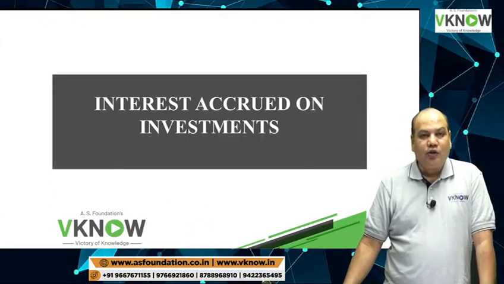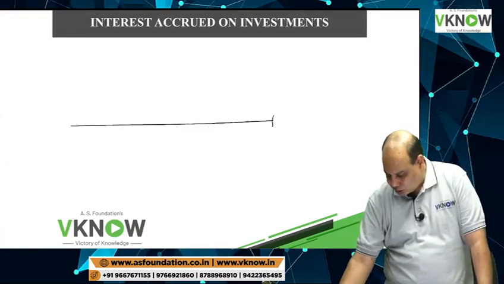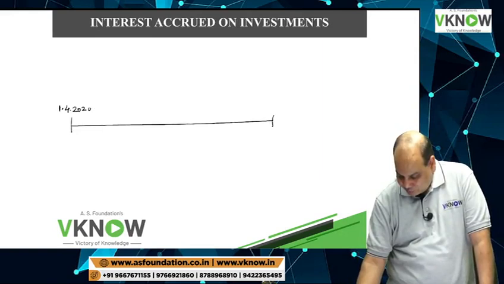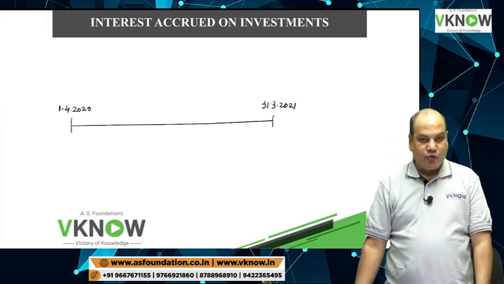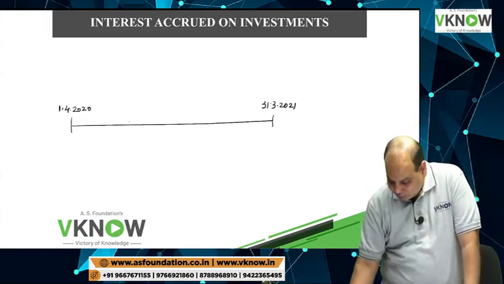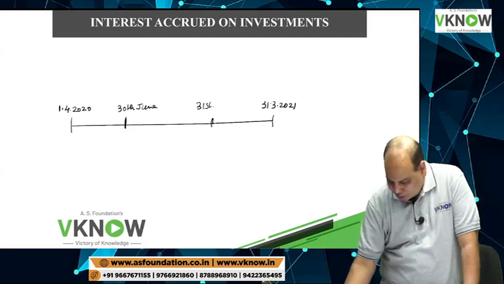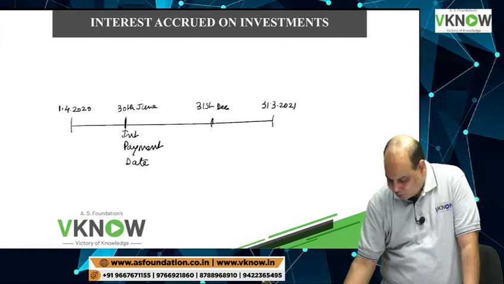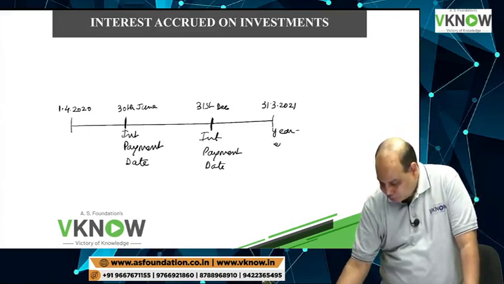Next concept is interest accrued on investment. What is the meaning of interest accrued on investment? A company pays interest only on specified dates. Suppose our financial year is 1/4/2020 to 31st March 2021. This is my financial year. And the company pays interest on 30th June and 31st December. These are the interest payment dates. The company where we have made the investment, that company's interest payment dates are 30th June and 31st December. And this is our year ending date.